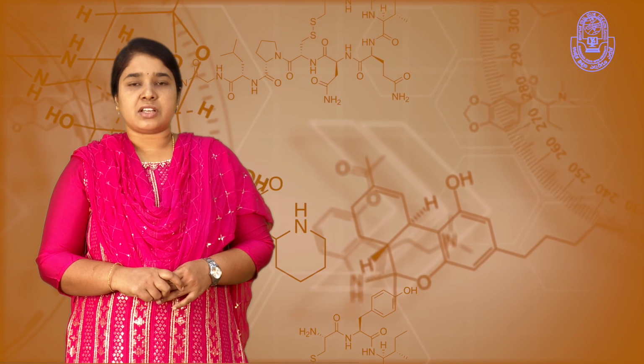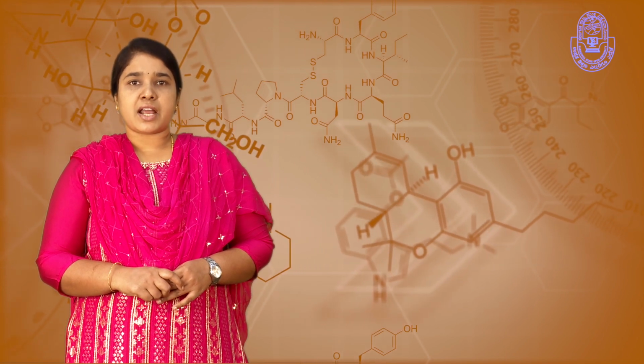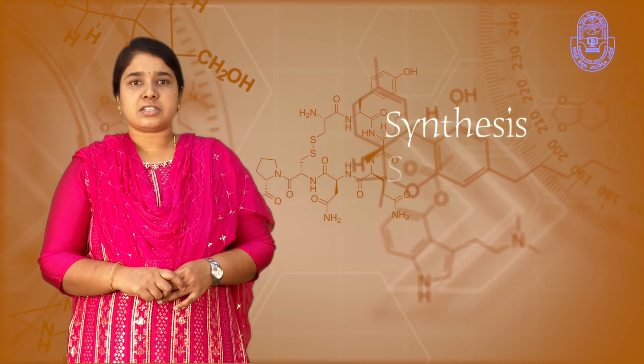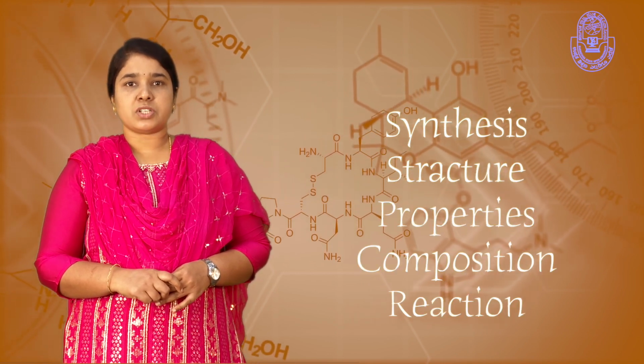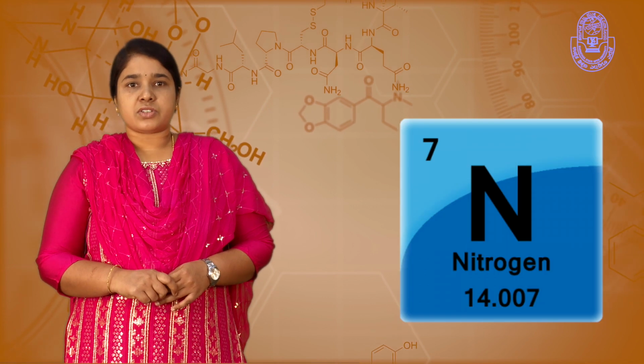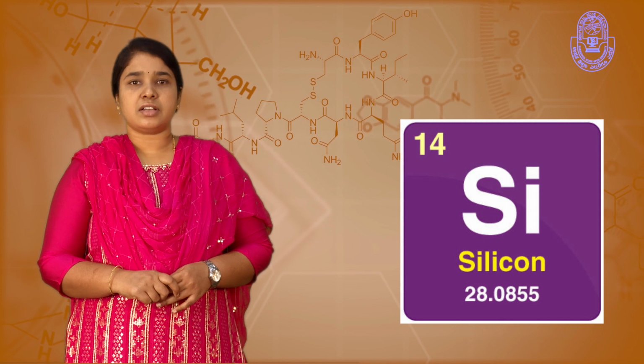First, let us see the definition of organic chemistry. Organic chemistry is the branch of chemistry which deals with the study of synthesis, structure, properties, composition and the reactions of carbon containing compounds. You know most of the organic compounds contain carbon and hydrogen, but they also contain the other elements such as nitrogen, oxygen, halogens, phosphorus, silicon, etc.